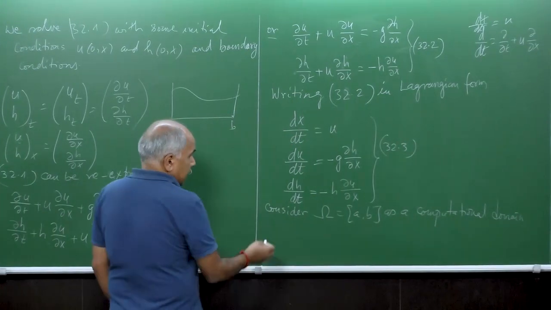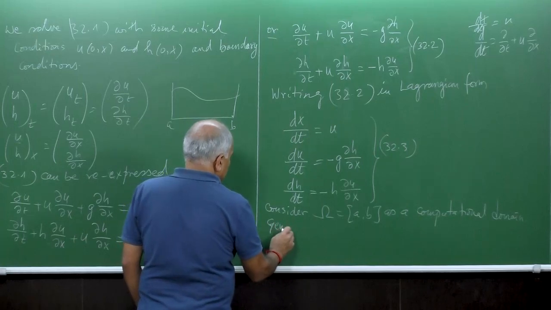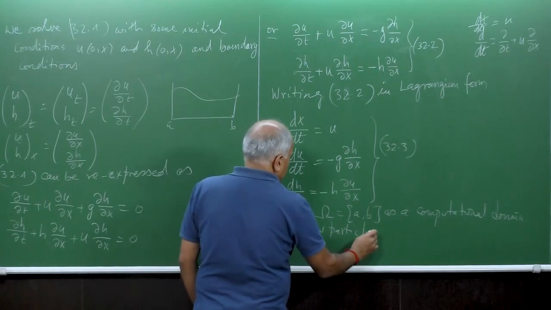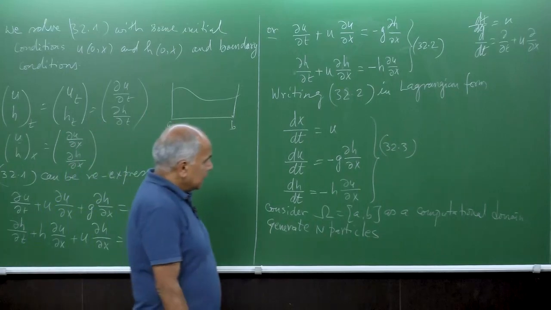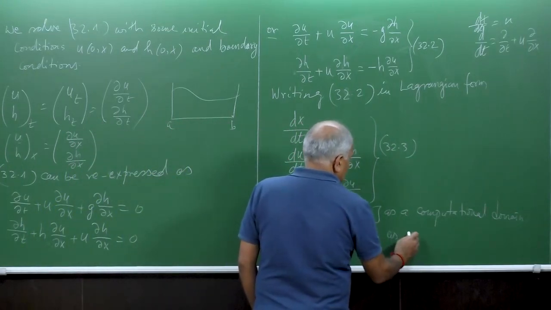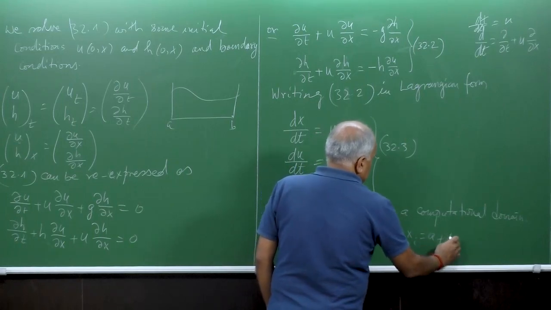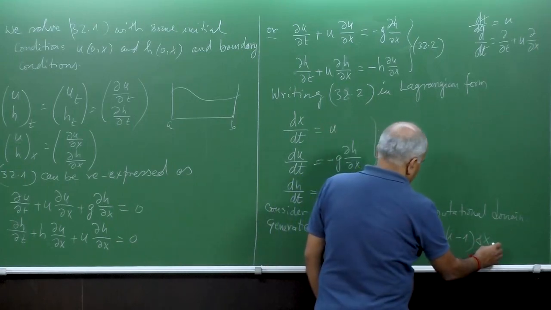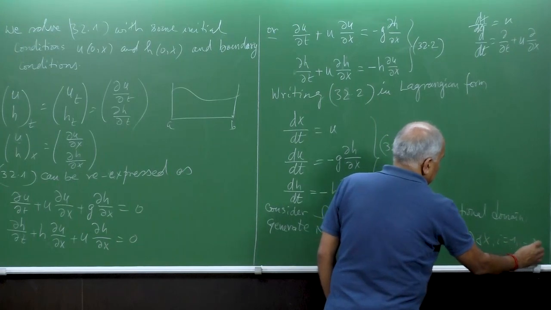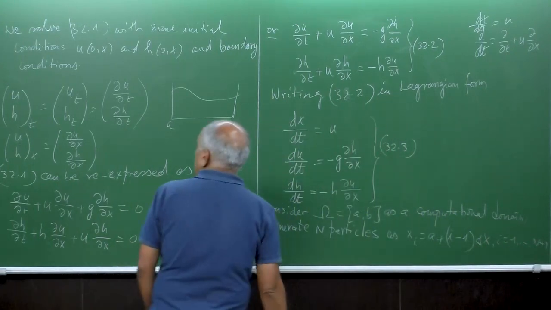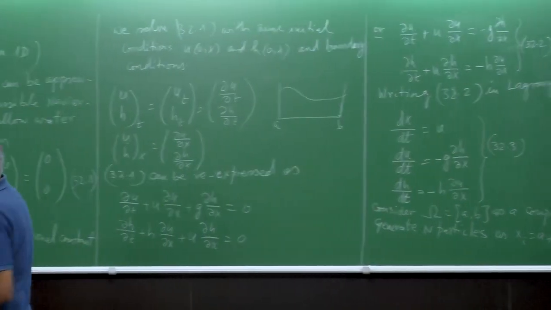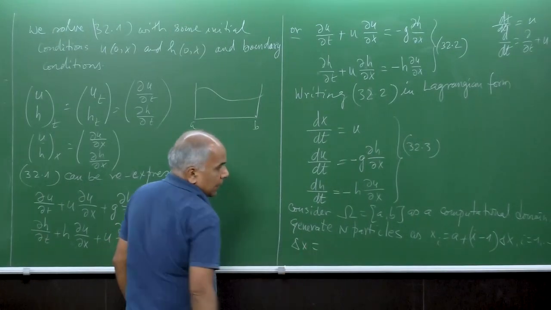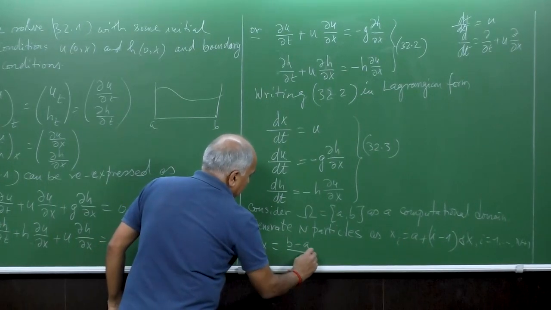Yeah, and then generate n particles, the same as before. All the set of points are not different, they are the same as before, as xi is a plus i minus 1 times delta x, where i is equal to 1 to n plus 1. So I think I can remove this part, and delta x is equal to b minus a by n.